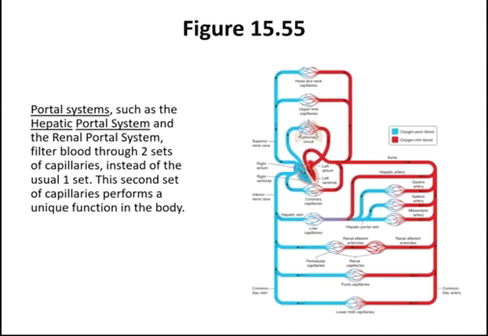Here's just a schematic of the portal systems, and you can see the hepatic portal system there. That's the one with the capillary beds and the pipes coming out, going to the liver capillaries there. That's the hepatic one. And then right below it, you'll see the renal equivalent.